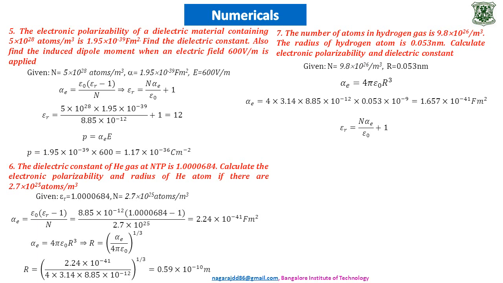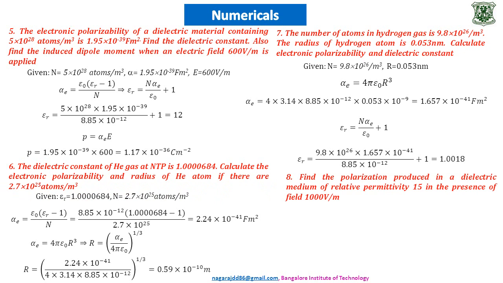Next epsilon r. Epsilon r I borrow from problem number 5. So that is this equation, which I am writing here. Substitute for n, alpha E, epsilon naught and simplify to get epsilon r as 1.0018.